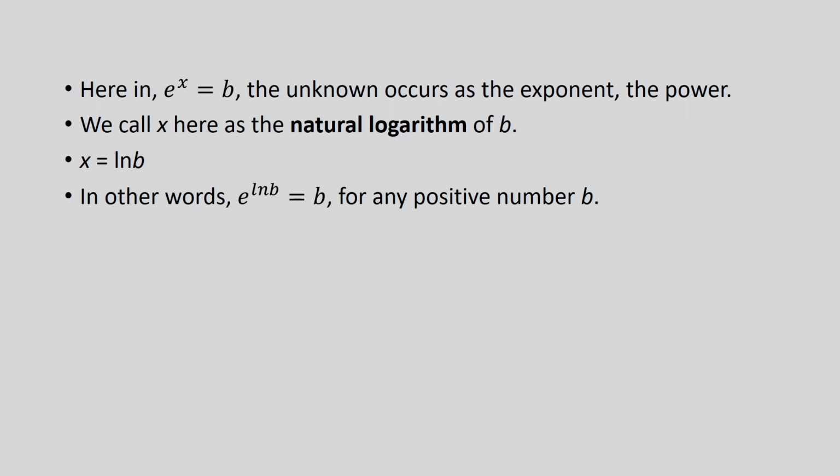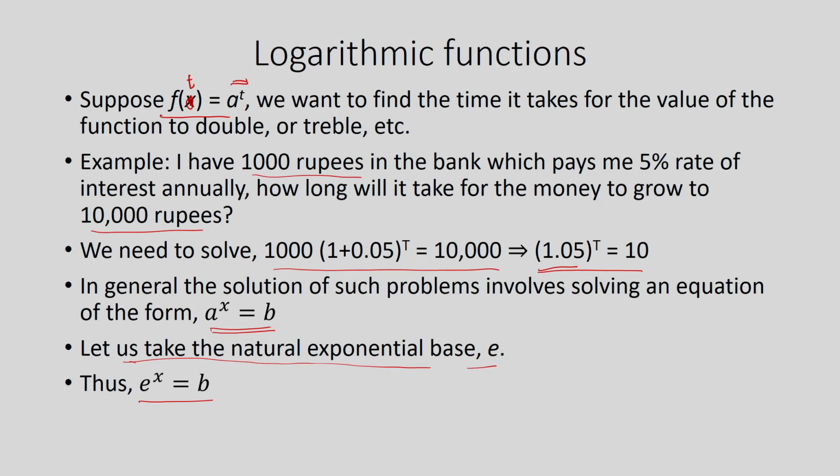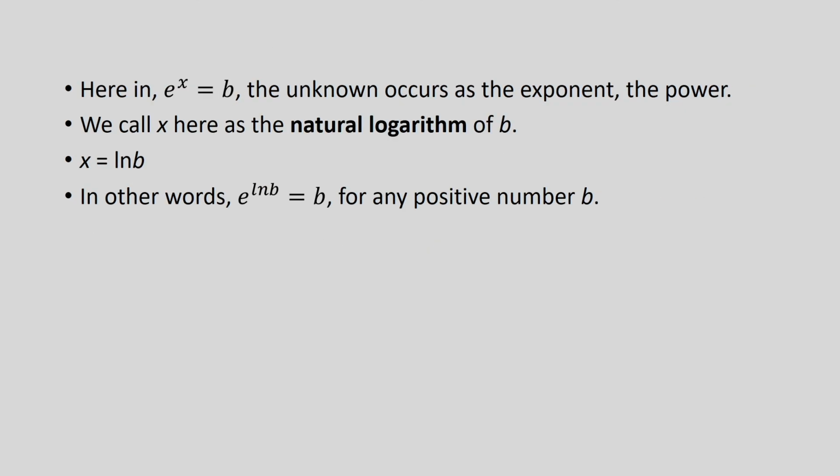Here in e to the power x is equal to b, the unknown occurs as the exponent. So, x is the unknown, right. e we know and b is also known to us. What is not known is that small x, and that is appearing as the exponent. So, it is the power. Here for example, the t has to be found out, but t is appearing as the exponent.